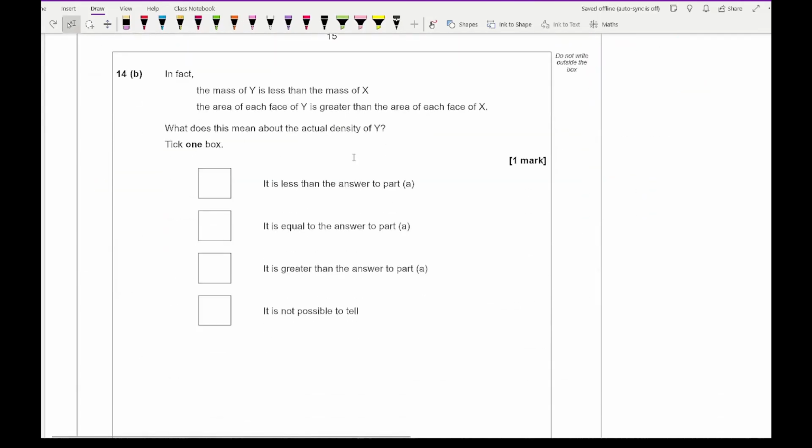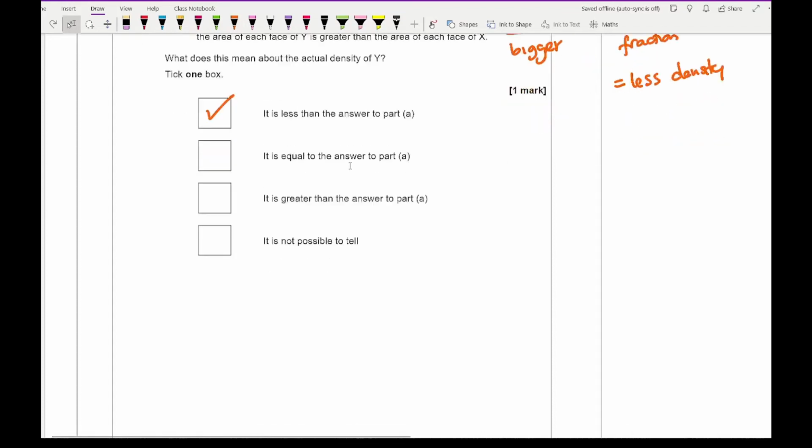Then moving on to 14b, it says in fact the mass of Y is less than the mass of X and the area of each face of Y is greater than the area of each face of X. So basically, if you look at the fraction, we're going to make this smaller and we're going to make this bigger. So in terms of the fraction, we're going to get a smaller fraction. That means we'll get less density, so the correct box we need to tick is going to be the first one.